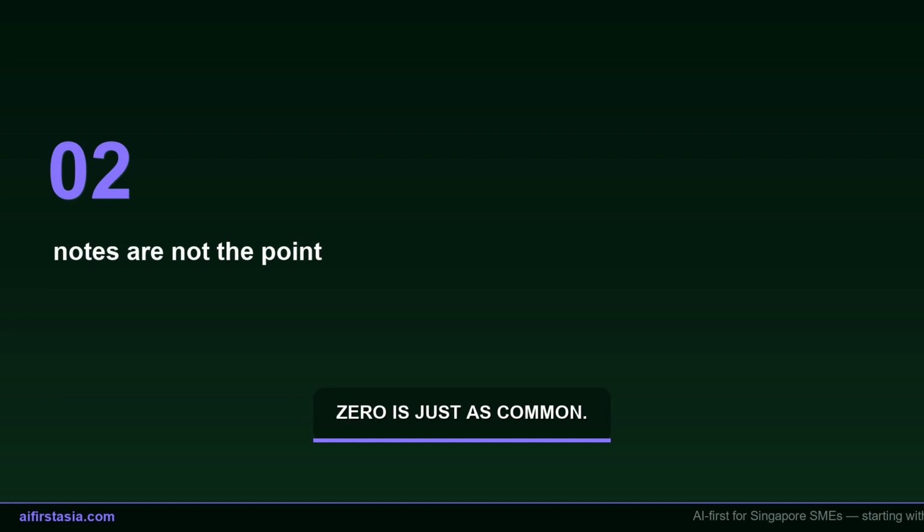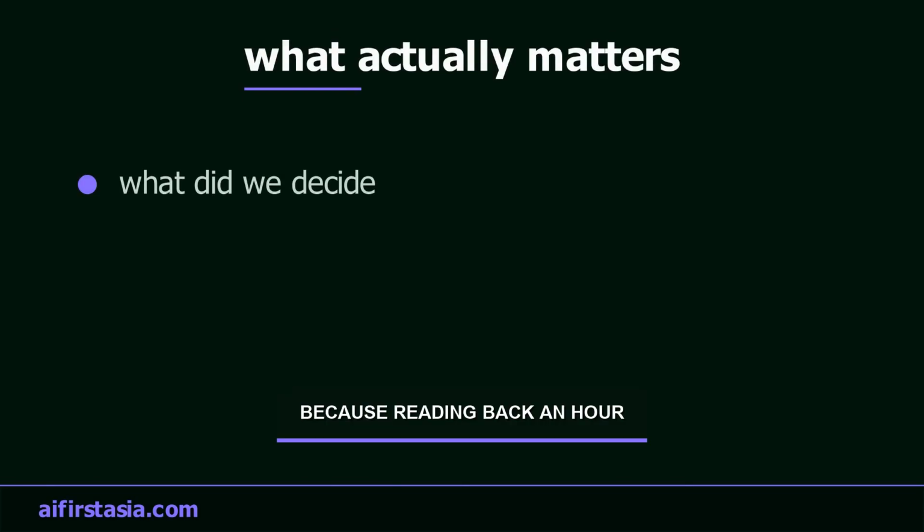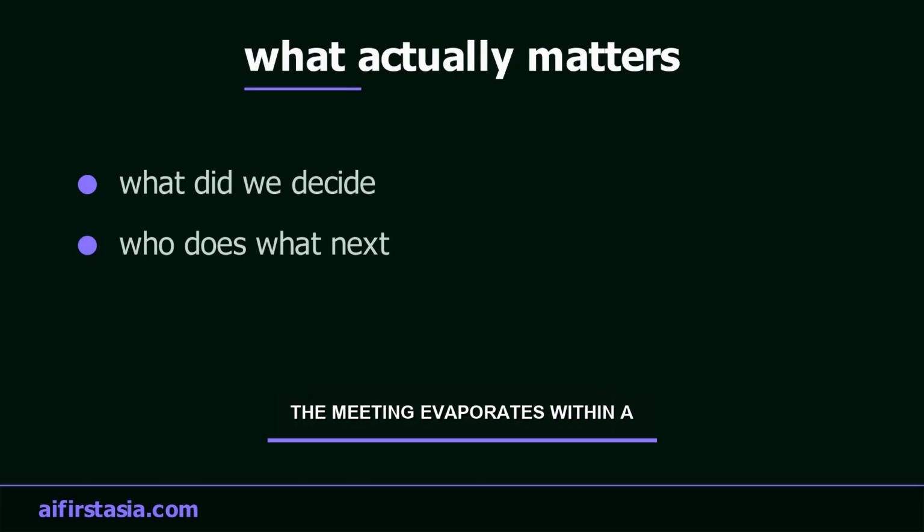The other version of level 0 is just as common. You record the meeting, but the file sits untouched, because reading back an hour of rambling conversation to find the 3 decisions that mattered is a job nobody has time for. Either way, the value of the meeting evaporates within a day. That is not a people problem. It is a missing system.